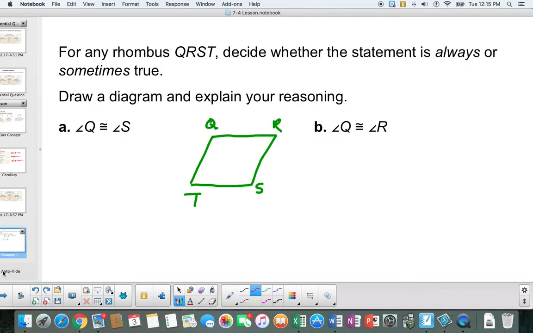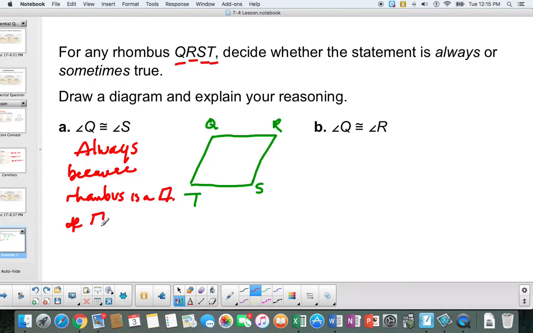Let's go ahead and try a problem. We want to decide for this rhombus, Q, R, S, T, and it must be in this letter order, you can go clockwise or counterclockwise, whether this statement is always or sometimes true. Now they want us to decide if angle Q is congruent to angle S, and the answer is always. And it's because a rhombus is a parallelogram, and if you have a parallelogram, then opposite angles are congruent.